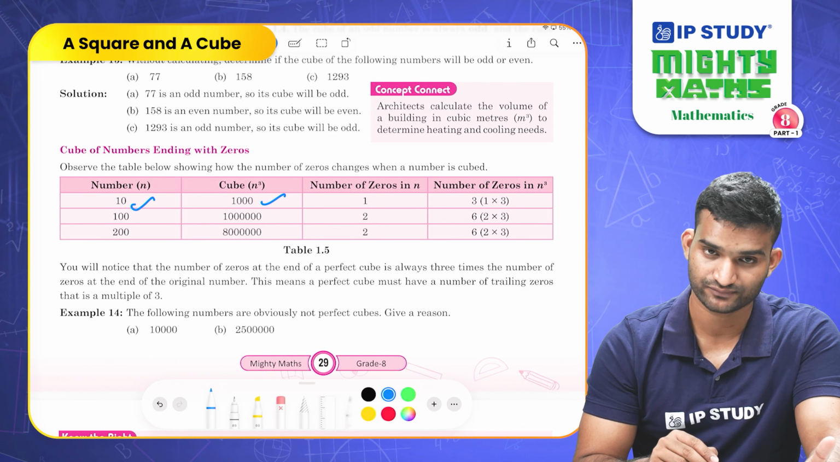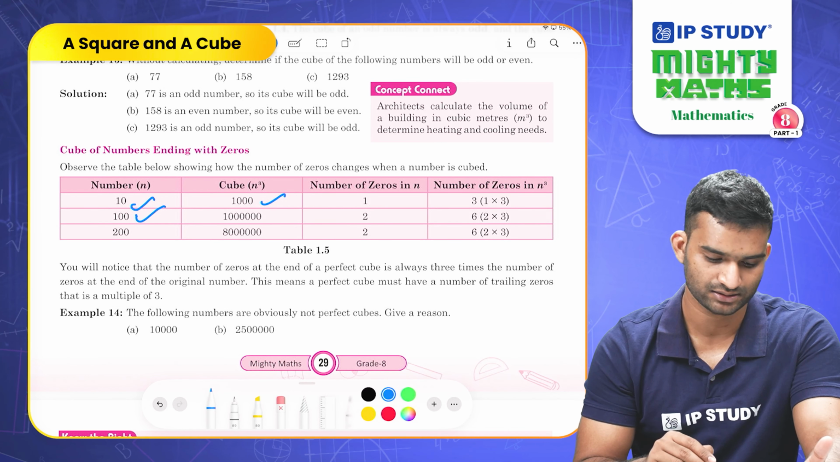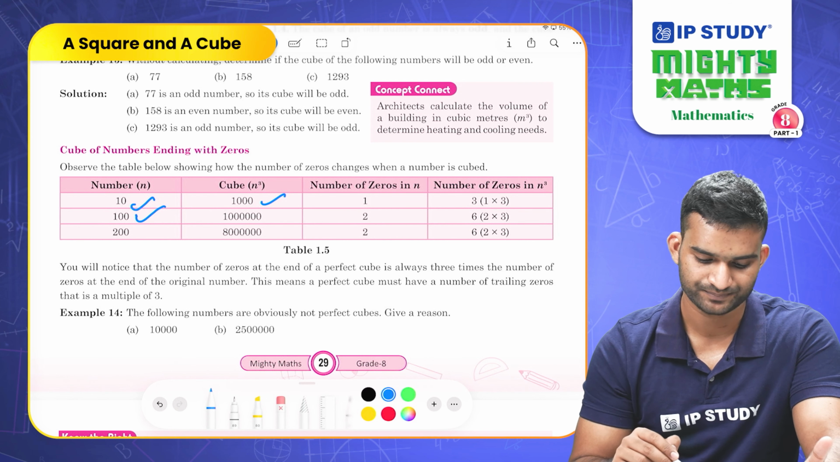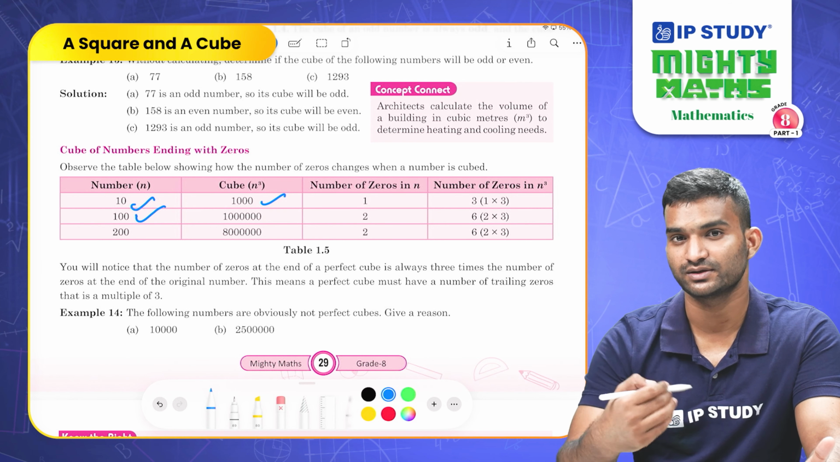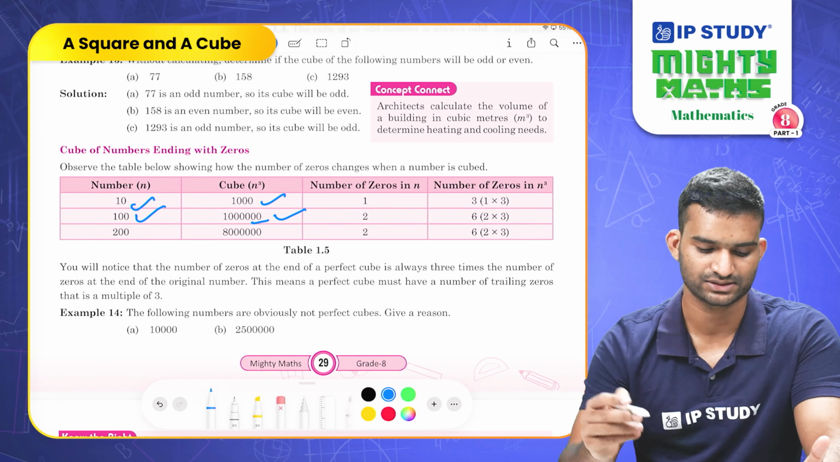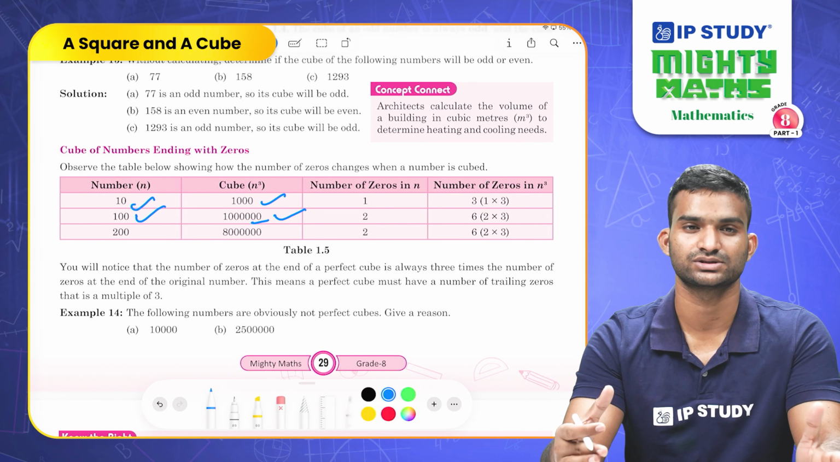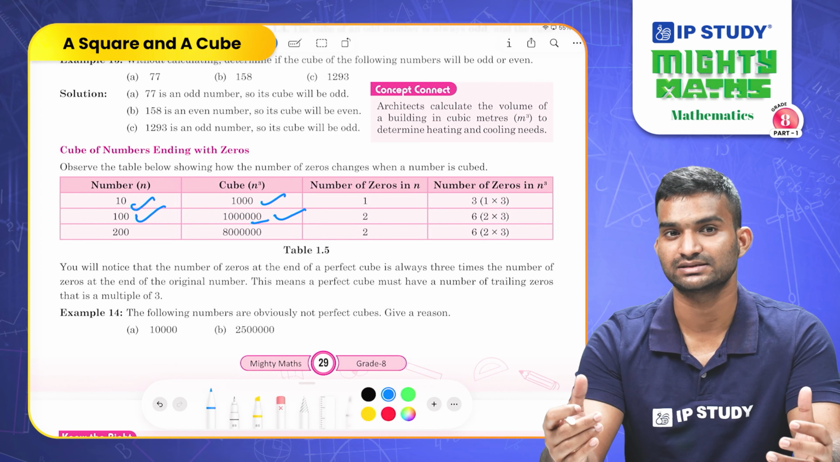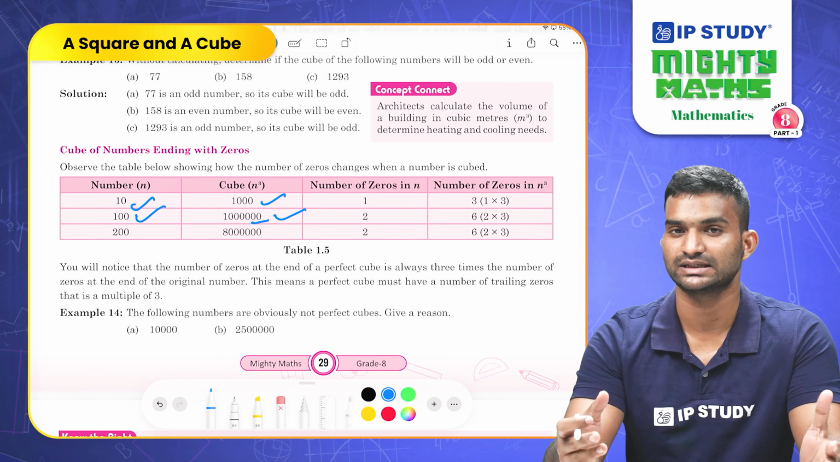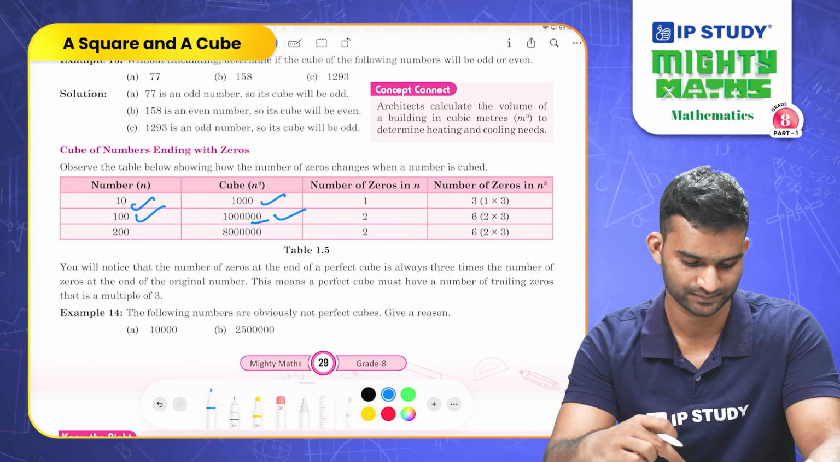Like 10 has 1 zero and 1000 has 3 zeros. In the same way, 100 has 2 zeros. But when we look at the cube of 100, we get 10 lakh, which contains 6 zeros. So whenever we take the cube of a number that contains zeros at the end, its number of zeros gets tripled.